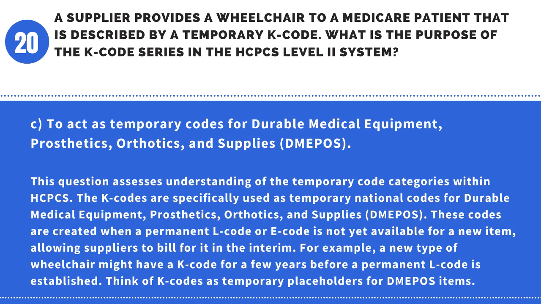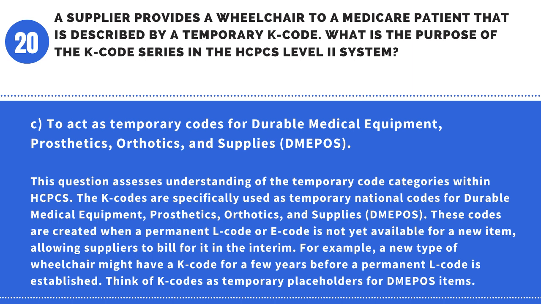Answer: C. To act as temporary codes for durable medical equipment, prosthetics, orthotics, and supplies, DMEPOs. This question assesses understanding of the temporary code categories within HCPCS. The K codes are specifically used as temporary national codes for durable medical equipment, prosthetics, orthotics, and supplies, DMEPOs. These codes are created when a permanent L code or E code is not yet available for a new item, allowing suppliers to bill for it in the interim.